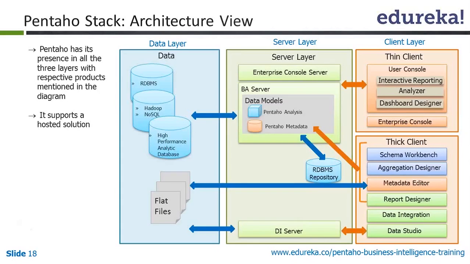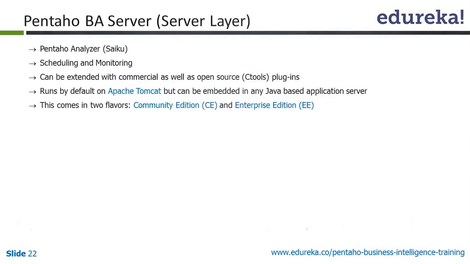Okay, here we'll see the architecture view in detail. Here we are seeing basically in broad three layers. First is the data layer, then the server layer, and then the client layer. And of course there are thin and thick clients there. We'll see all these in detail in the next screen. So Pentaho has its presence in all three layers with respective products mentioned in the diagram, and it supports a hosted solution. So we'll understand various offerings in Pentaho in those areas. Let's look at individual Pentaho products in the next slides.